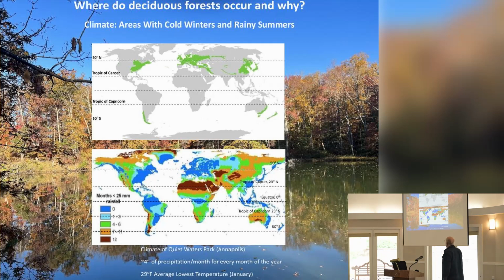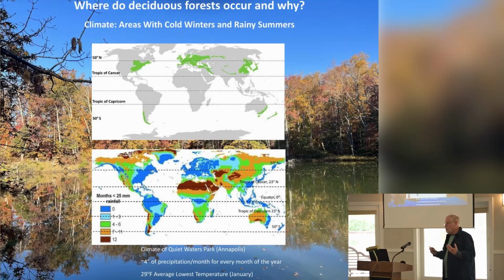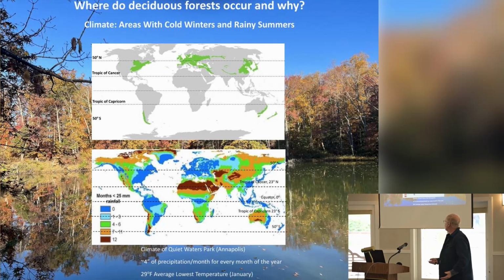So this map is a map of precipitation. It's how many months in a year does the vegetation get more than an inch of rain? And so you see all these places where the temperate forests grow are places that have 0 months that get less than 1 inch of rain. So every month of the year it rains at least 1 inch. And these wet, warm summers are very suited to deciduous forests, and that's why they grow in these places.